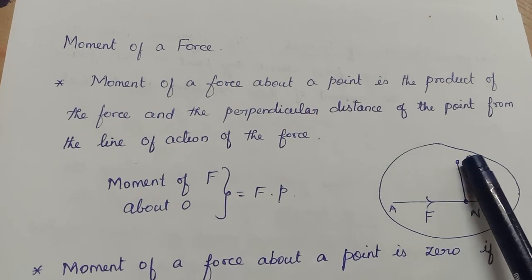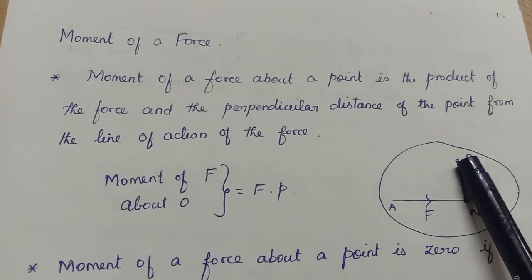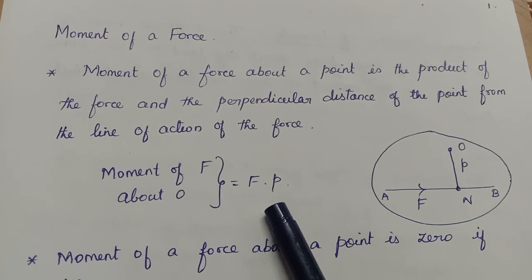Okay, this point we can choose randomly. So here I have taken O. So moment of F about this O is given by F into P.